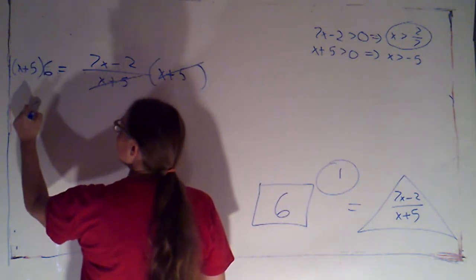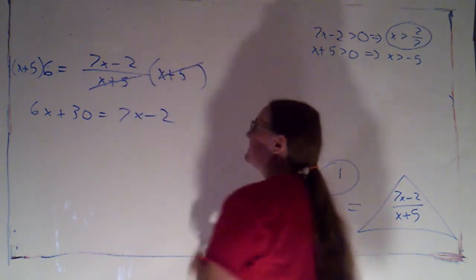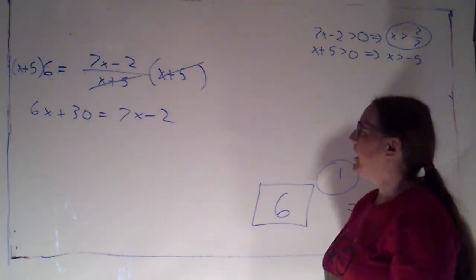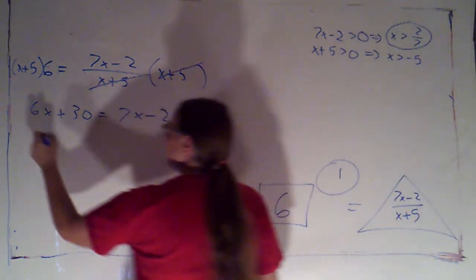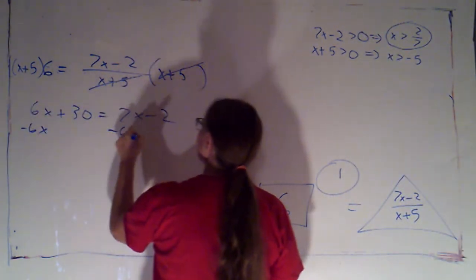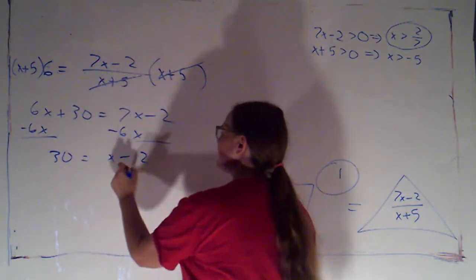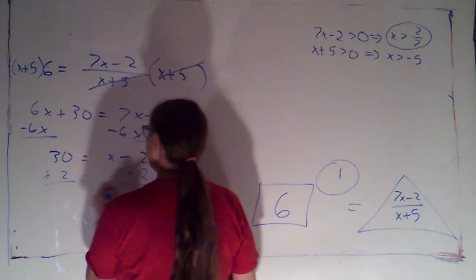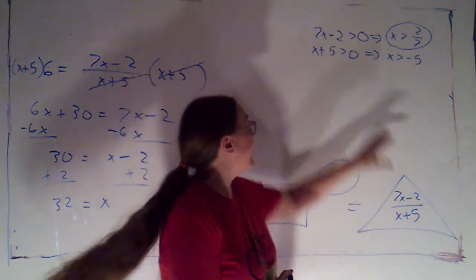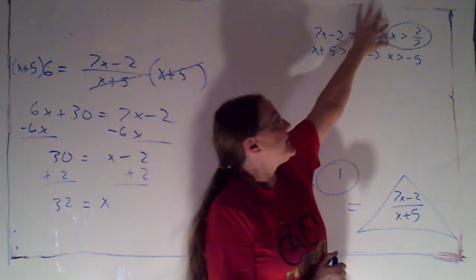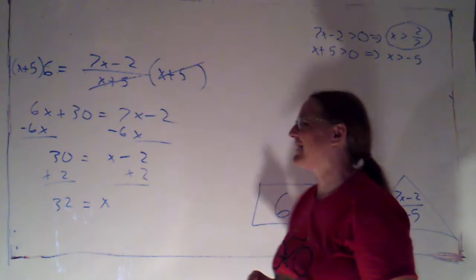So let's see. I can distribute: 6x plus 30 equals 7x minus 2. Oh, I like this. This is actually just a linear equation. Excellent. I won't even have to factor. Oh, life is good. 30 equals x minus 2. Let's add that 2 over. X is 32. Do I get to keep that answer? Yeah. It's bigger than 2/7, which means it's also bigger than -5. So it satisfies both inequalities.